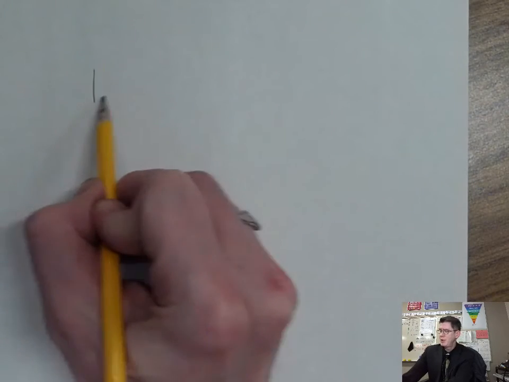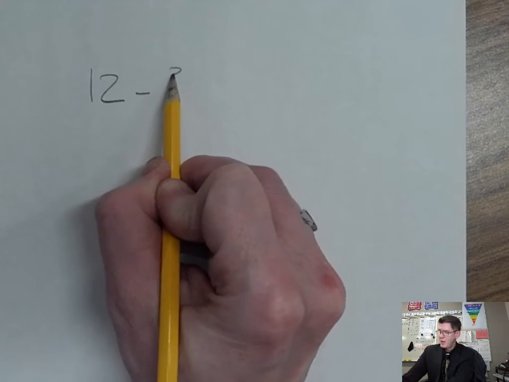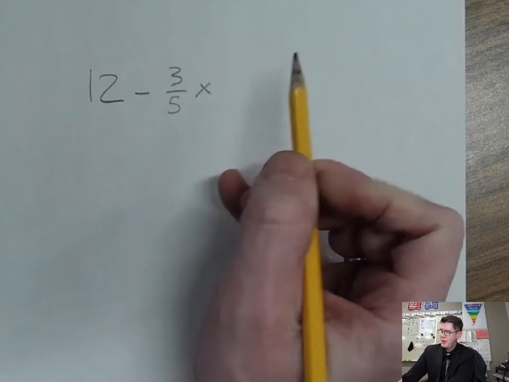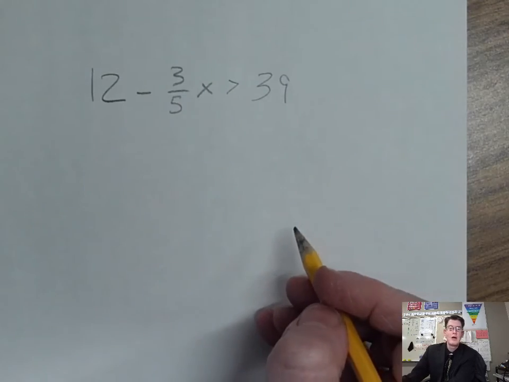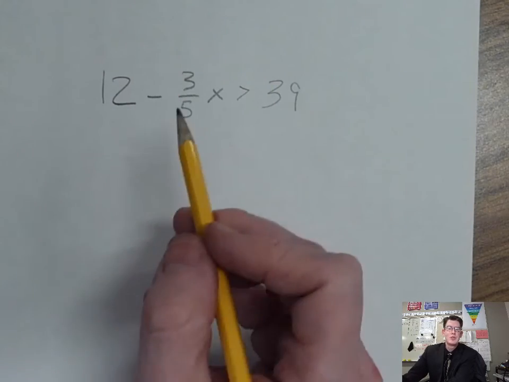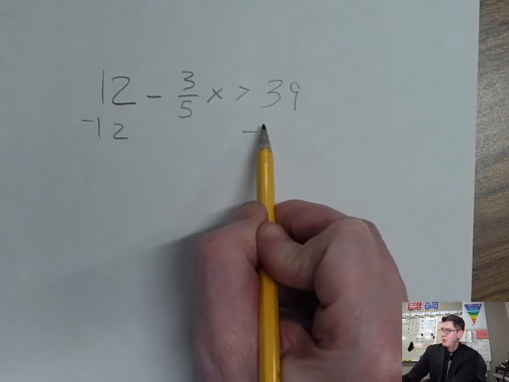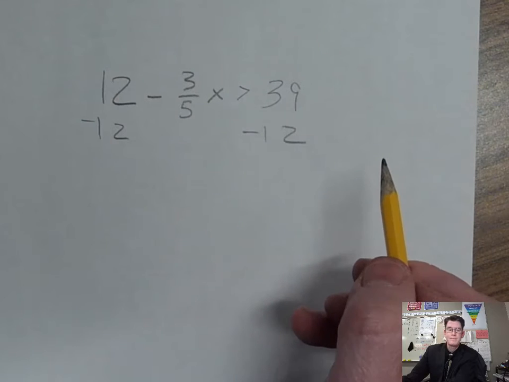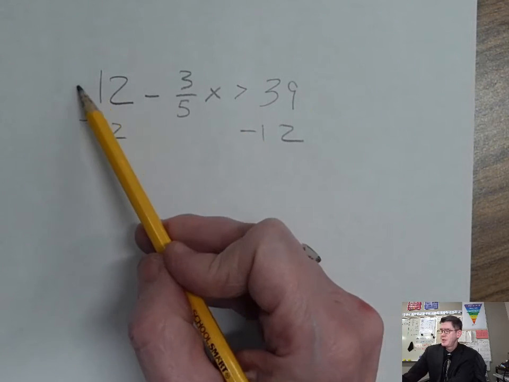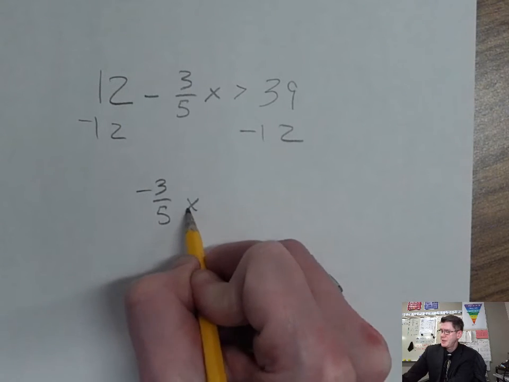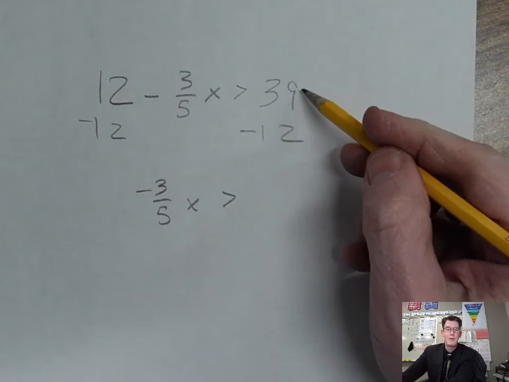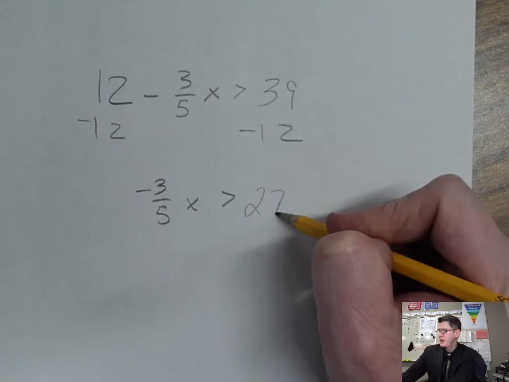And finally, one last example. 12 minus 3/5 x being greater than 39. To resolve that, we minus 12 from both sides, because it's a positive 12 here, so we have negative 3/5 x is greater than, when we solve that on our calculator, it's 27.